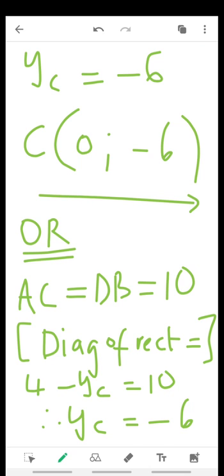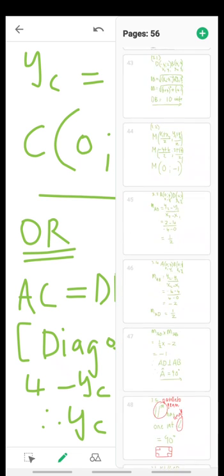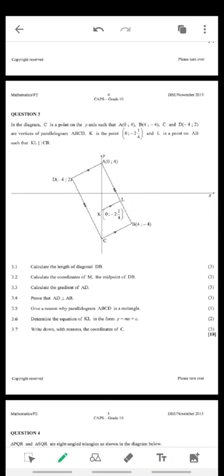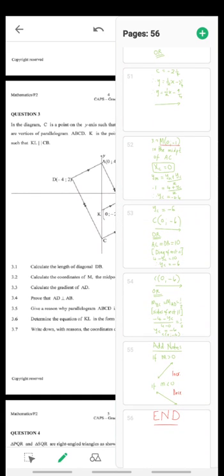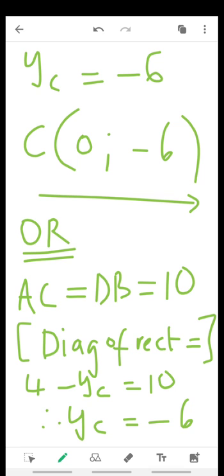Or the other thing that I said you can use was AC and DB. Let us look into that one. AC and DB are equal in length, and both of them are equal to 10 units. What is happening then? If AC and DB are equal, then, as I said, diagonals of a rectangle are equal. If they are equal, what does that mean? It means 4 minus YC will be equal to 10, and therefore solving for YC, the answer will be -6.